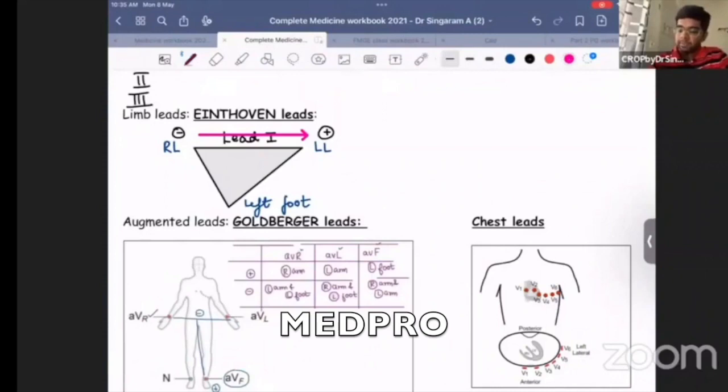Okay. What about lead 2? Lead 2 is here. It is between the right limb and the left foot, where the right limb is the negative point and the left foot is the positive point. So how does the current flow through lead 2? It would be something like this, right? From the right upper limb to the left foot.